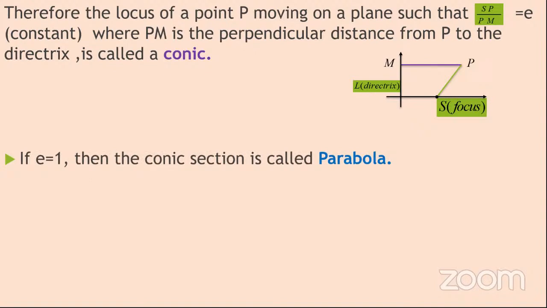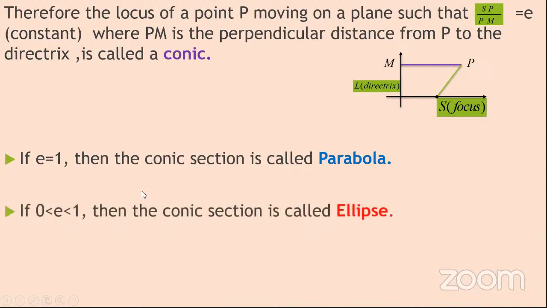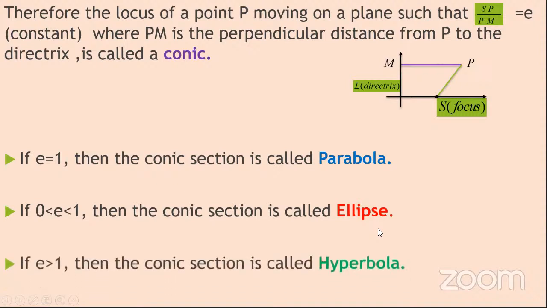If E is equal to 1, then the conic section is called a parabola. If E is equal to 1, that means SP by PM is equal to 1. That means SP is equal to PM, then the conic is called a parabola. Next case, if eccentricity, the constant value E, lies between 0 and 1, then the conic section is called an ellipse. If E is greater than 1, then the conic section is called a hyperbola. So these are the different cases when we get different figures depending upon the value of E.